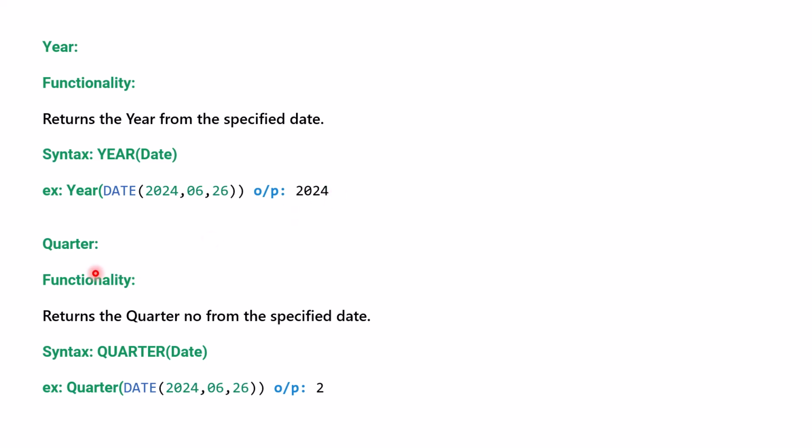In the same way, we have a function called quarter, which will extract the quarter number from the specified date. The syntax is similar to here. It will accept only one argument and it will return the quarter number from the specified date.